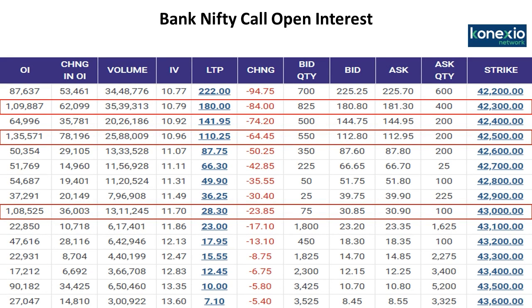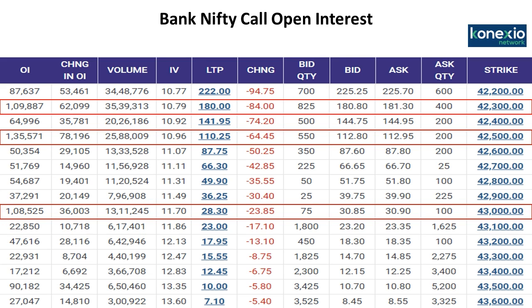In Bank Nifty calls, the action was seen in 42,300 calls, then 42,500 calls, and then 43,000 calls. Now here you can see there has been a significant drop in option premium. There has been a rise in the open interest. There has been a rise in volumes. Implied volatility is between 10.79 to 11.70. So the implied volatility is low.